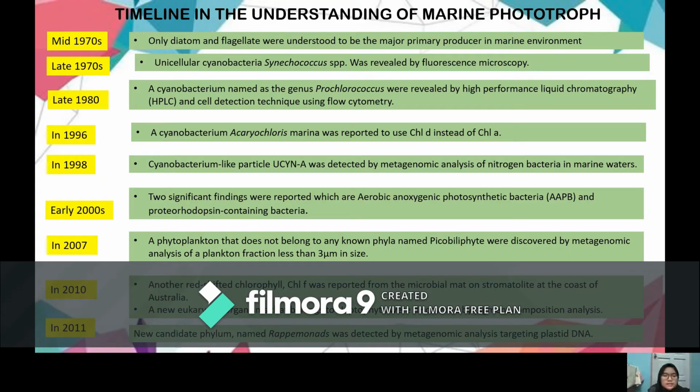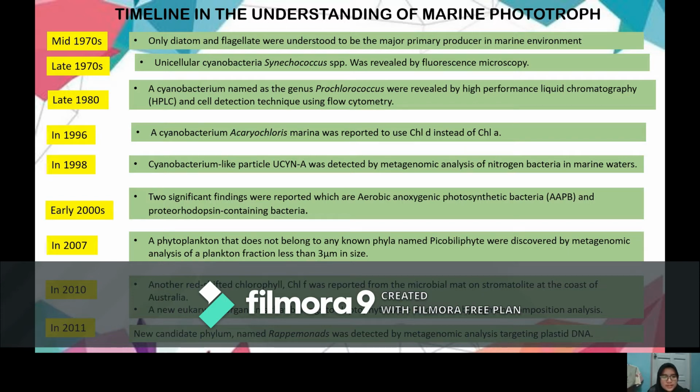The next one is the timeline of the ascending of marine phototrophs, which started from the mid 1970s until 2011. In the mid 1970s, they only thought that diatoms and flagellates were the major primary producers in the marine environment. In the late 1970s, the unicellular cyanobacteria Synechococcus species was revealed. And in the late 1980s, a cyanobacterium of the genus Prochlorococcus was also revealed by using high-performance liquid chromatography (HPLC) and cell detection technique using flow cytometry.